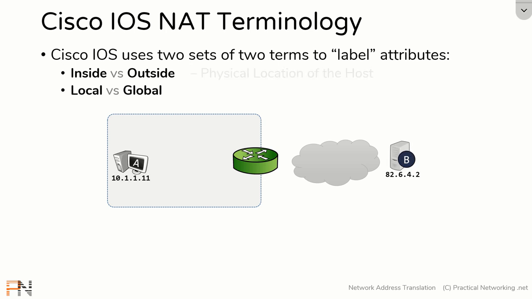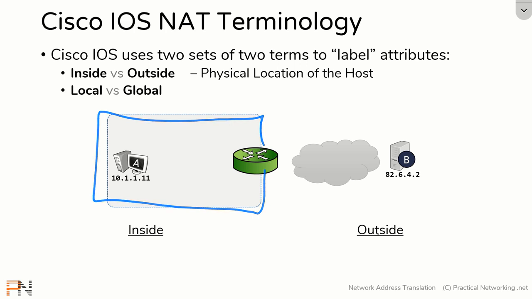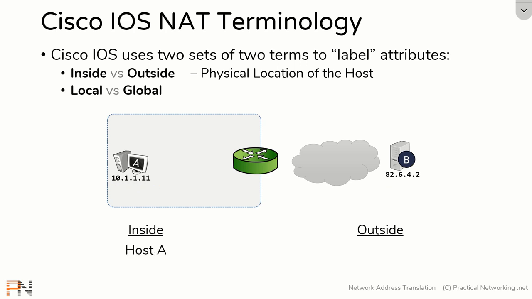So the first set of terms refer to where the host physically sits. What is the physical location of the host we're referring to? We have two options, inside or outside. Inside is typically what is referenced as the network behind the router. So if we were to identify between host A or server B, who was the inside host? Host A would be our inside host because host A is physically sitting behind our router. On the other side, out on the internet, would be server B.